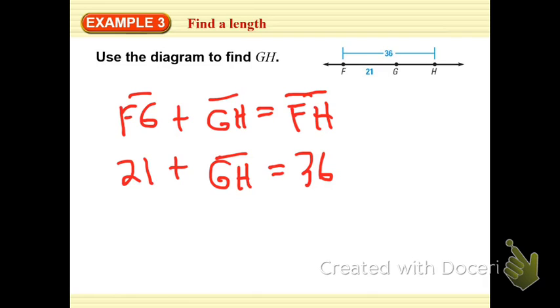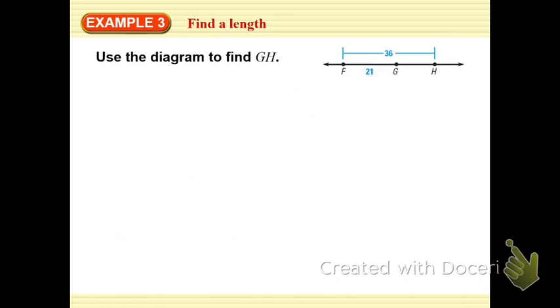And then we would do algebra to solve for GH. So we would subtract 21. We would get GH is equal to what? 15. That's what I'm talking about, showing your work. At least show this, and then the next step. That would be showing your work. All right, so that's how we would find the length.